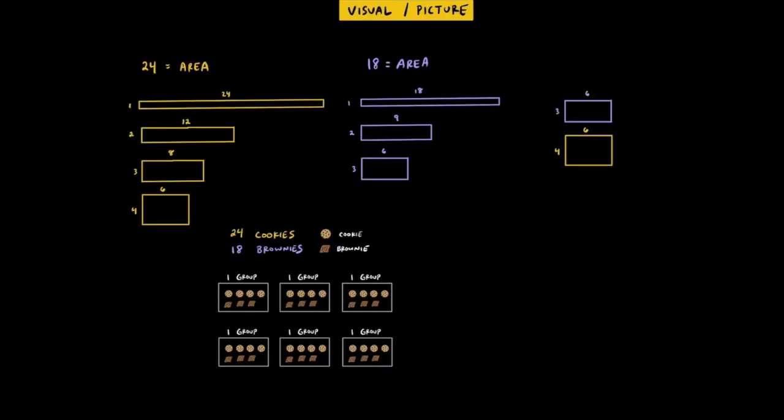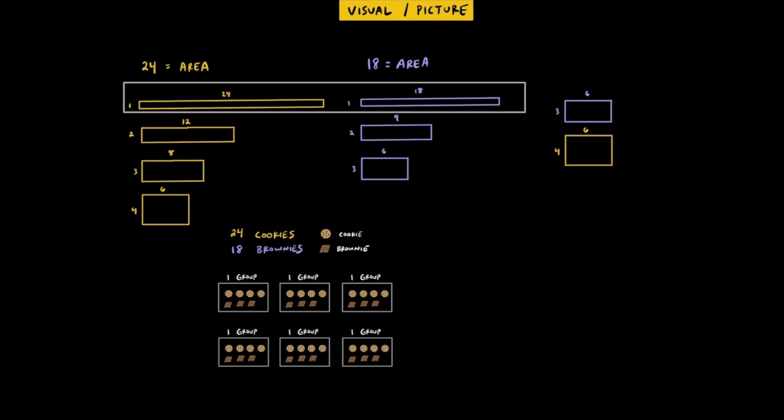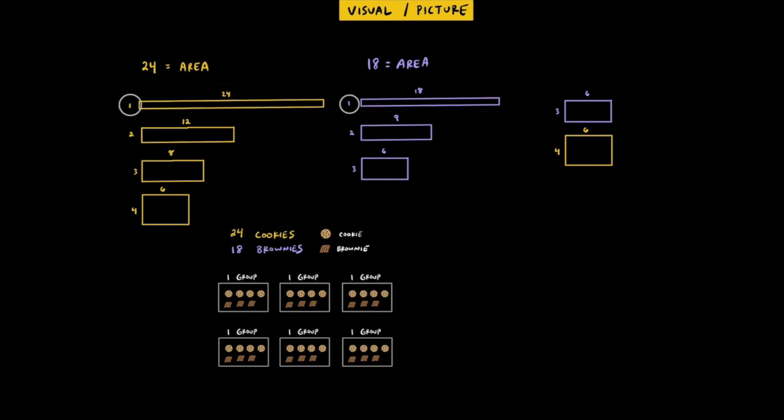Let me show you some visual representations of what the greatest common factor looks like. Since we're talking about factors, we can think of 24 and 18 as being the area of a shape. Let's take a simple shape like a rectangle. If we create rectangles that are 1 by 24 and 1 by 18, they'll have those specific areas. We could connect these rectangles perfectly since they have a common side length of 1.